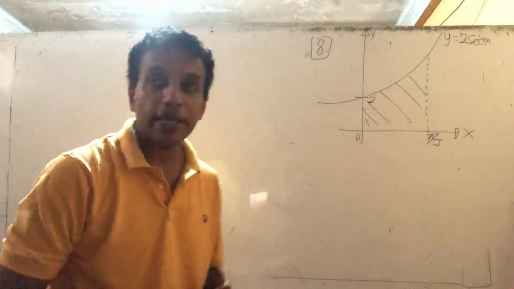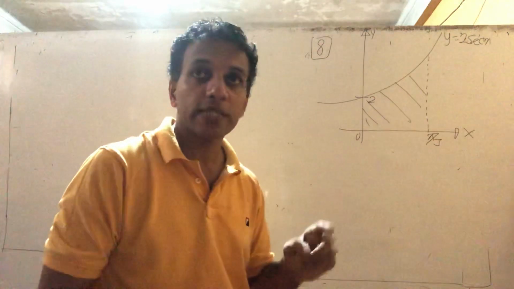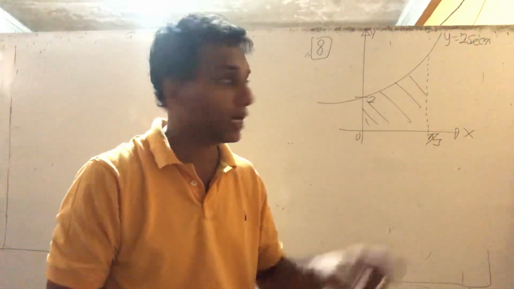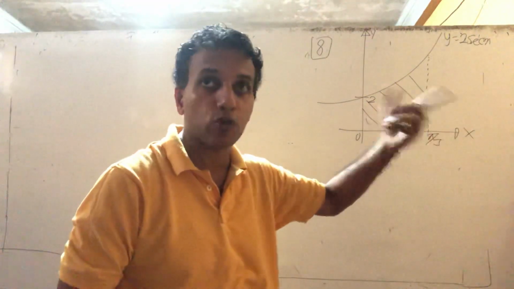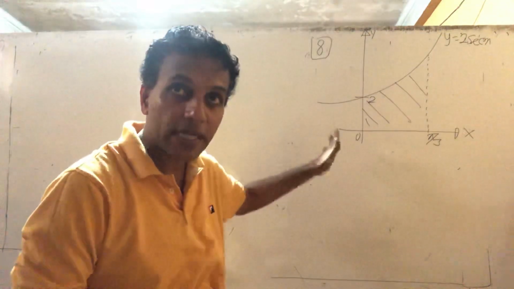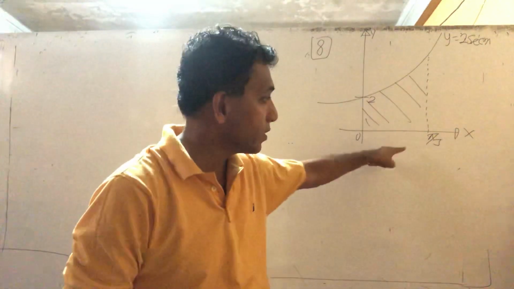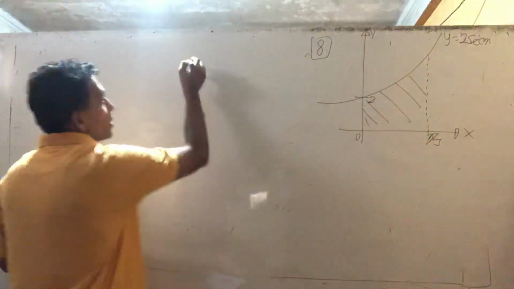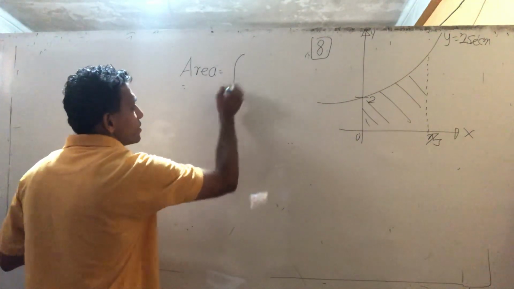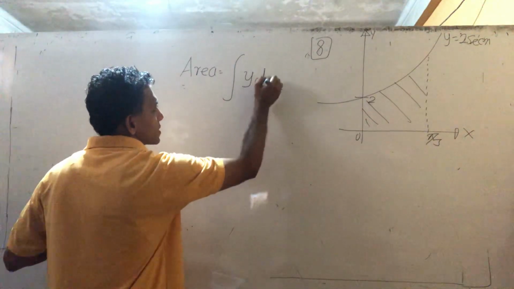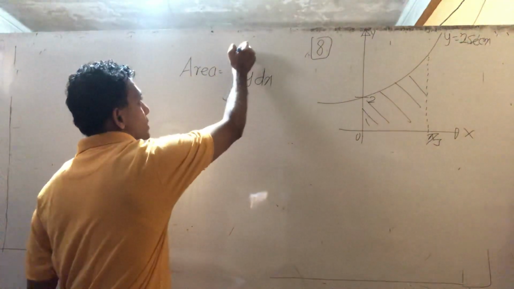How did you learn the area under the curve, between the x-axis and the curve? The area is equal to integral y dx, if it's about the x-axis, integrating with respect to x. If it's about the y-axis, integral x dy, integrating with respect to y. Here we integrate with respect to x. So the area equals the general formula integral y dx. The boundary is 0 to pi by 3.